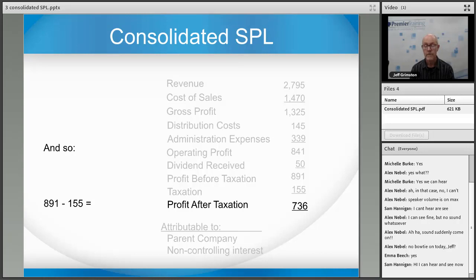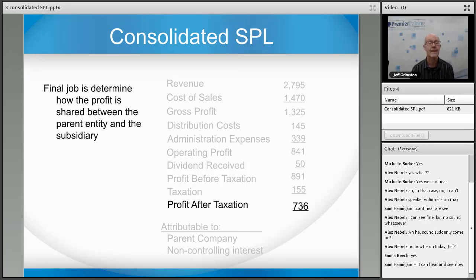So we've almost completed our account. We do have one final job to do, and that is that we have to split that between how much is attributable to the parent entity. You need good teeth for this job, you know. And how much is attributable to the non-controlling interest.